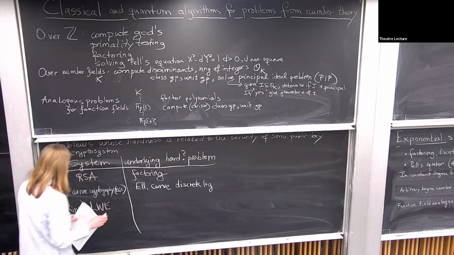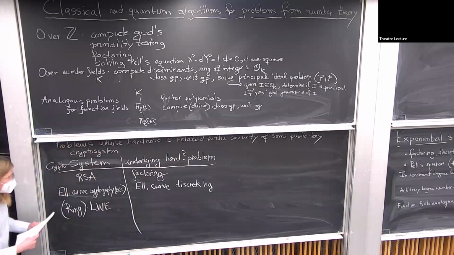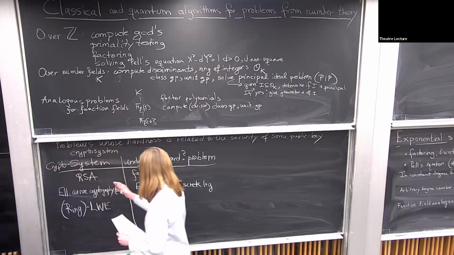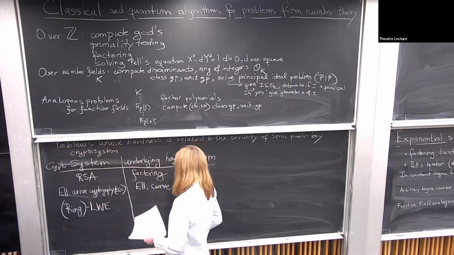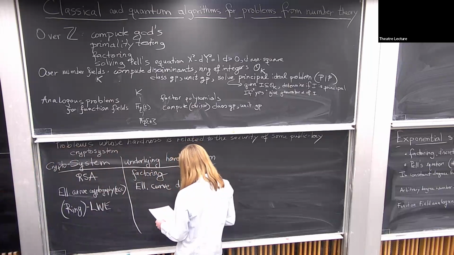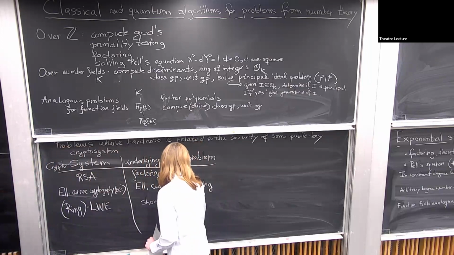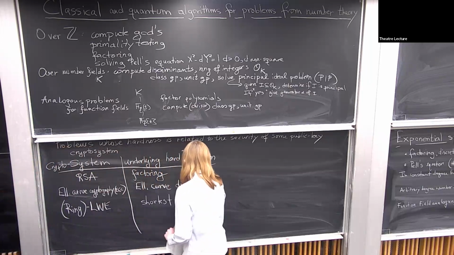I'm just listing two problems here, either ring LWE or LWE. LWE stands for learning with errors. It's some lattice problems and problems related to that, and they are some of the hottest contenders for the new standardization. And one of the underlying problems, I don't want to get too technical here, is the shortest vector problem.